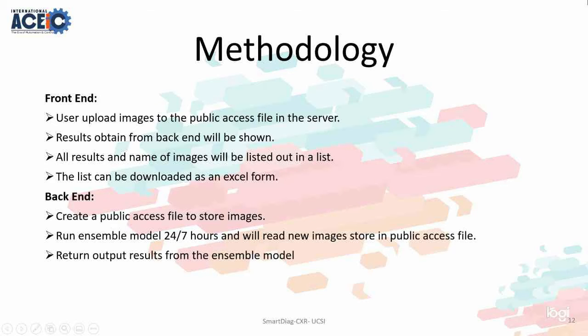First, the server will open a public access file that stores X-ray images. The client can upload the X-ray image to the public access file in the server. The server will run a deep learning model and read the new image stored in the public access file. Then, it will return the output results to the client. The client will obtain the result and each result will be stored in a list. Lastly, the client can download the list of results in Excel form.